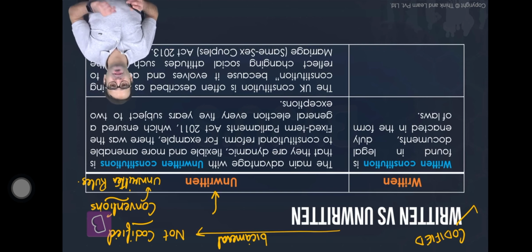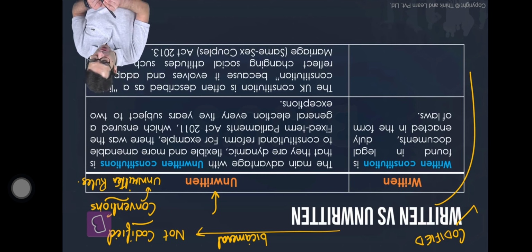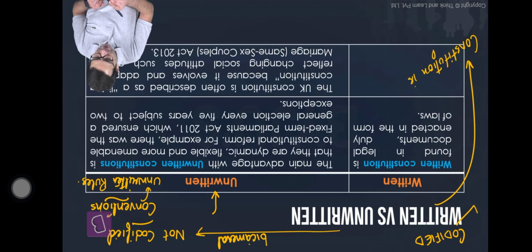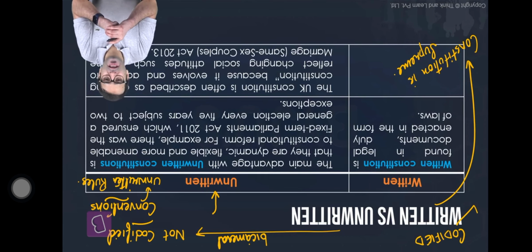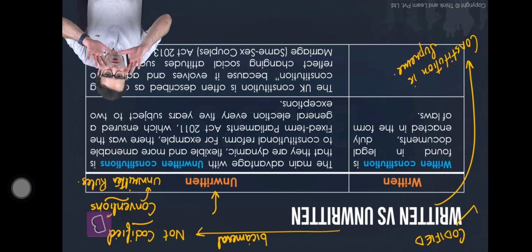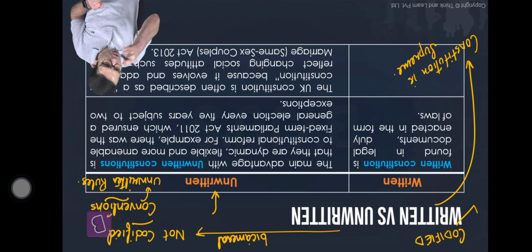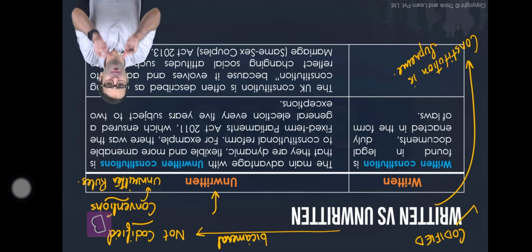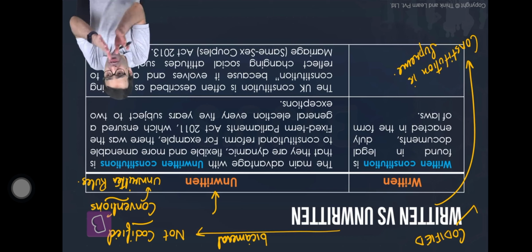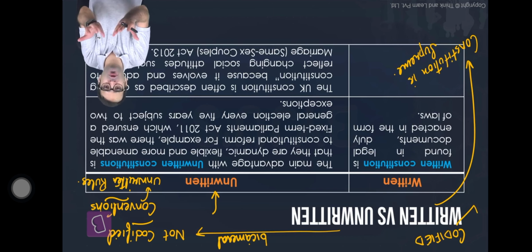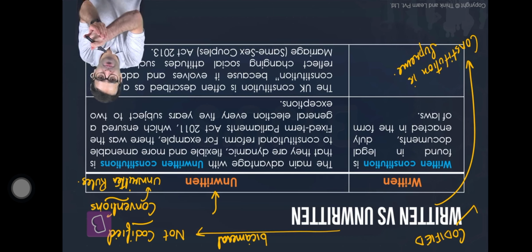There is one more difference. In a written constitution, constitution is supreme. Sir, what does that mean? That means Parliament cannot violate the Constitution. No law can be passed by the Parliament which will violate the Constitution. Constitution is the supreme law of the land when it comes to a written Constitution. In a written Constitution, Constitution is supreme.